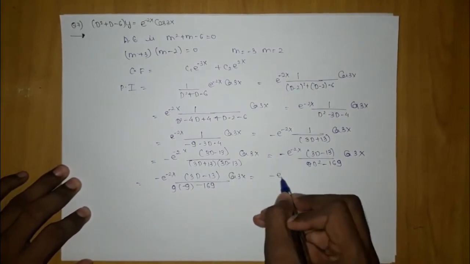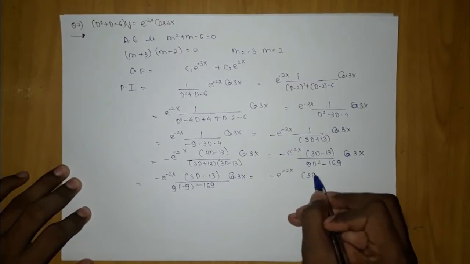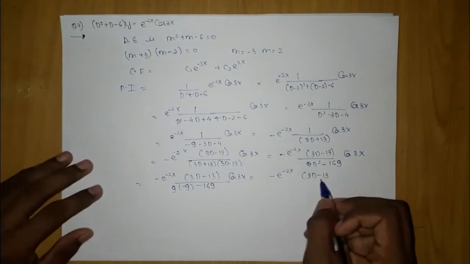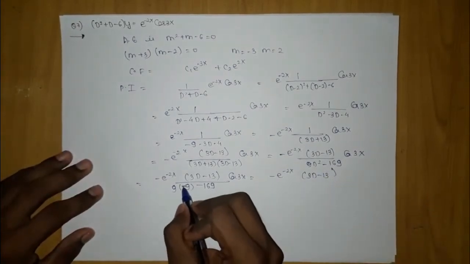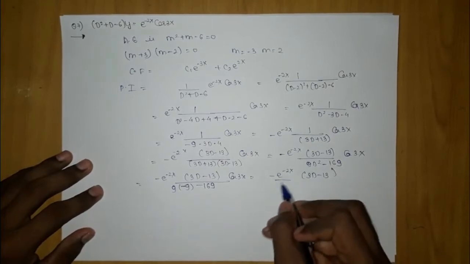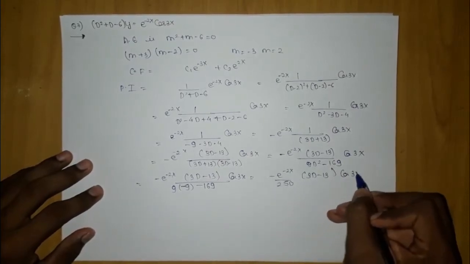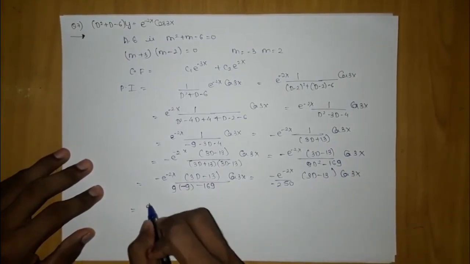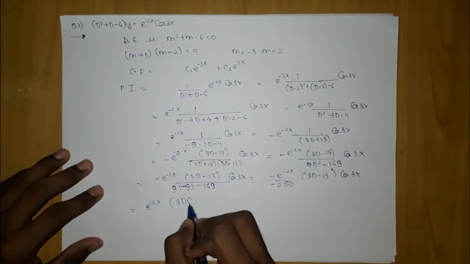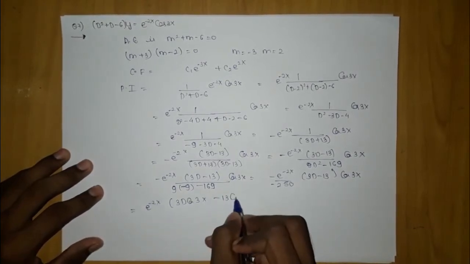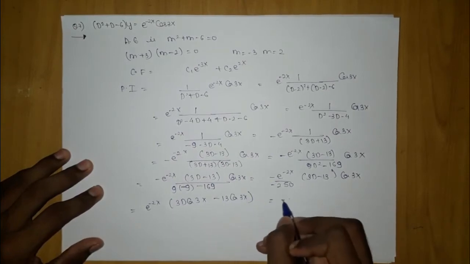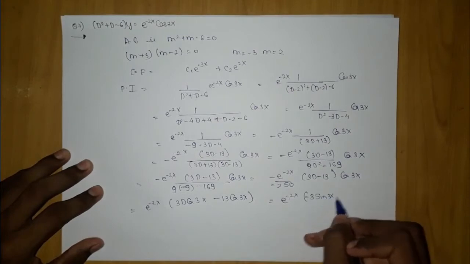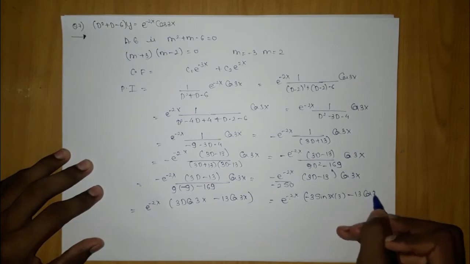So after this, we are getting e to the power minus 2x into (3D minus 13), which ends up giving me in the denominator 250. So this minus will get cancelled out, and 250 will be left, into cos 3x. So when this cos 3x is multiplied with each of the terms, we get minus 250, e to the power minus 2x into 3D cos 3x minus 13 cos 3x, which ends up giving e to the power minus 2x into 3 times minus sin 3x into 3 minus 13 cos 3x.